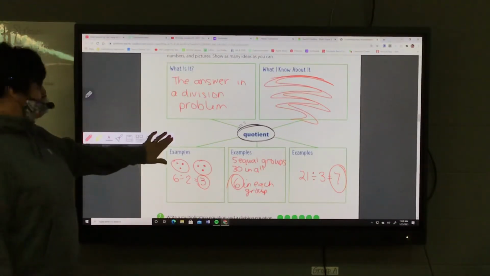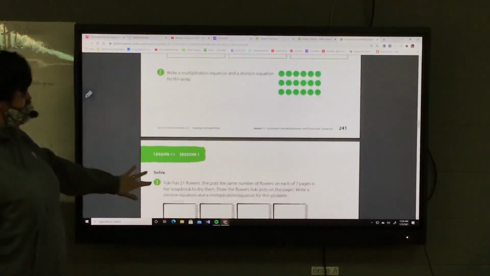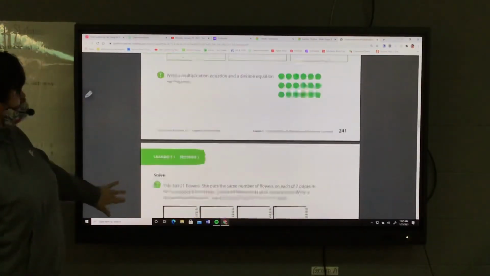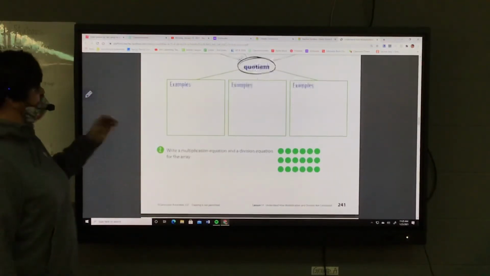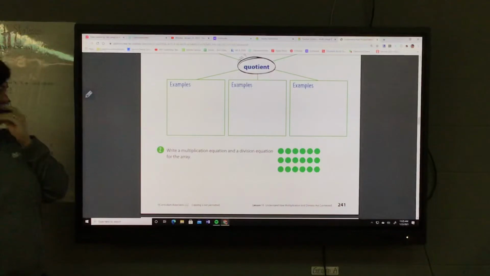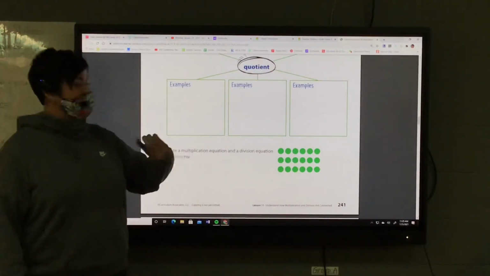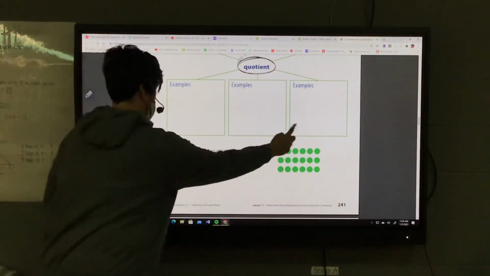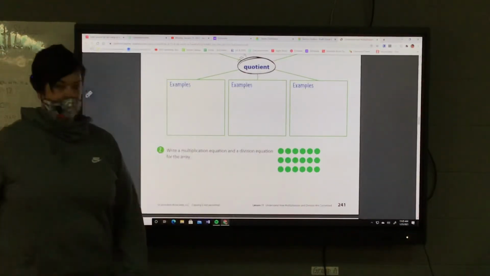Let's turn the page. We're going to look at those flowers. I think that was... Are we not? Oh, did I skip? Oh, I didn't see that down there. So write a multiplication equation and a division equation that goes with that array.